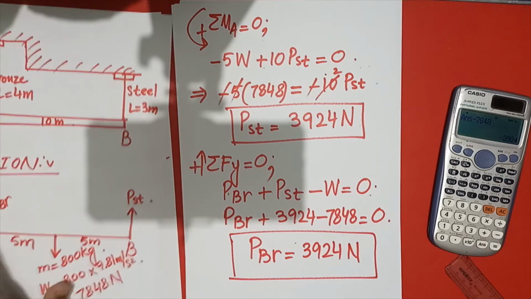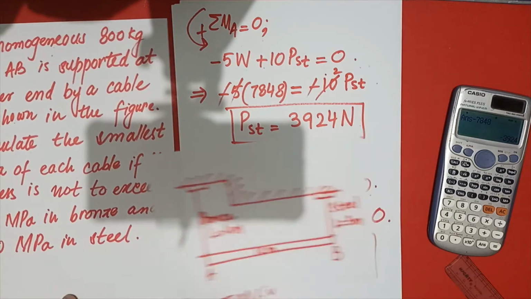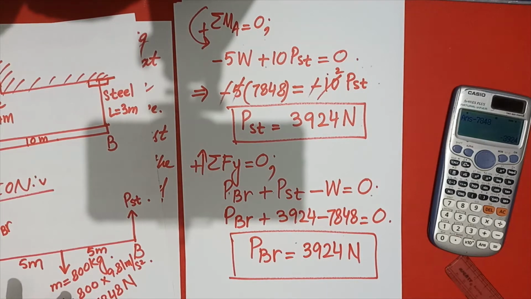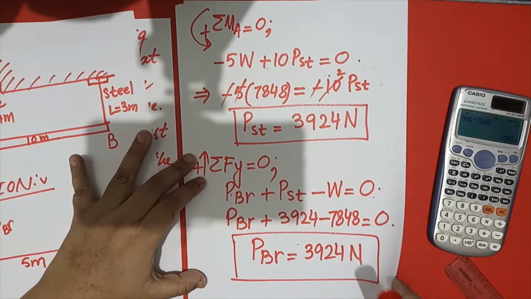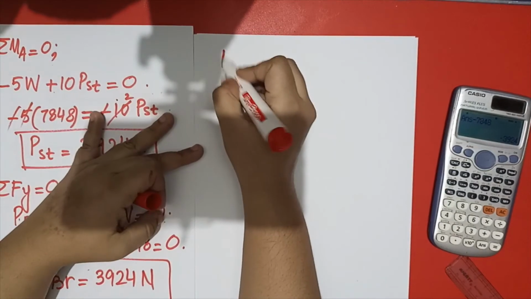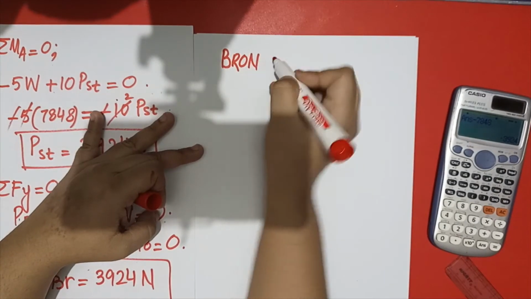But what is the question asking us? We have to calculate the smallest area of each cable. So how can we calculate the area of the cable? Let's go for the bronze cable first and solve it.